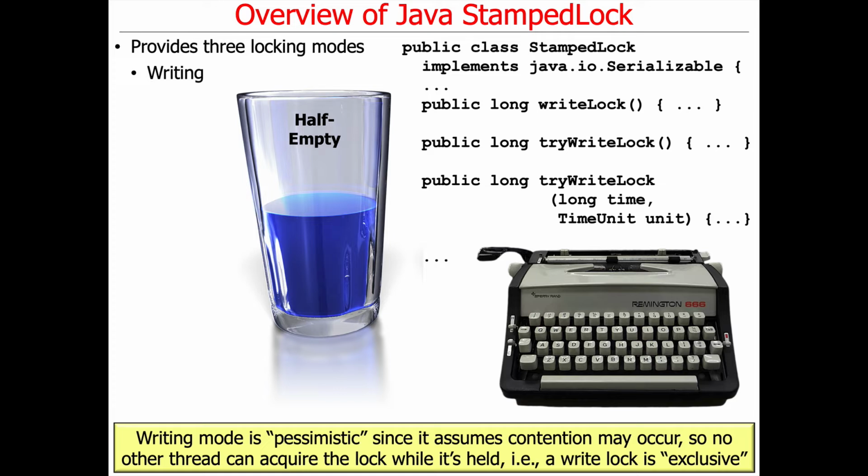The first mode is writing mode. And there's 3 methods in this mode that we'll talk about in more detail in the next part of this lesson. Writing mode is pessimistic since it assumes that contention may occur. Therefore, no other thread can acquire the lock while it's being held. In other words, the write lock is exclusive.